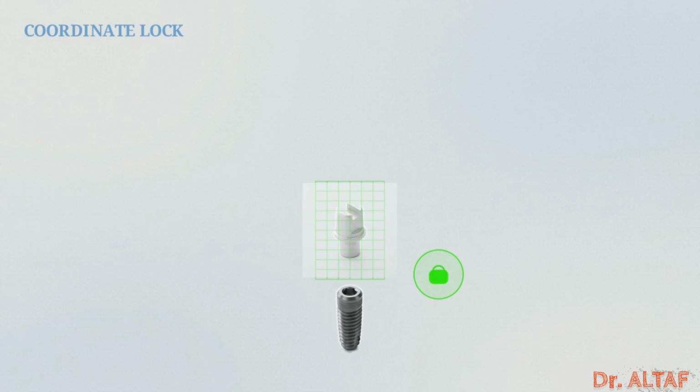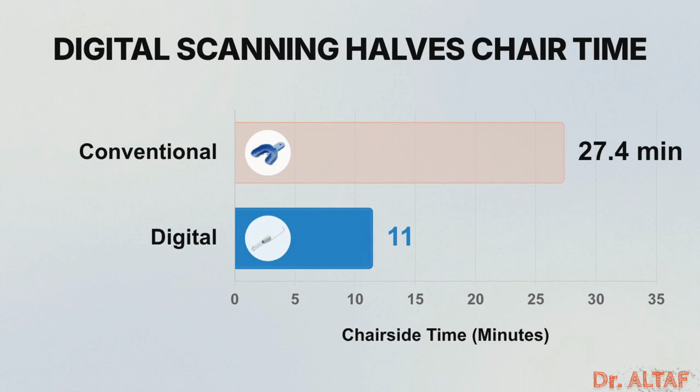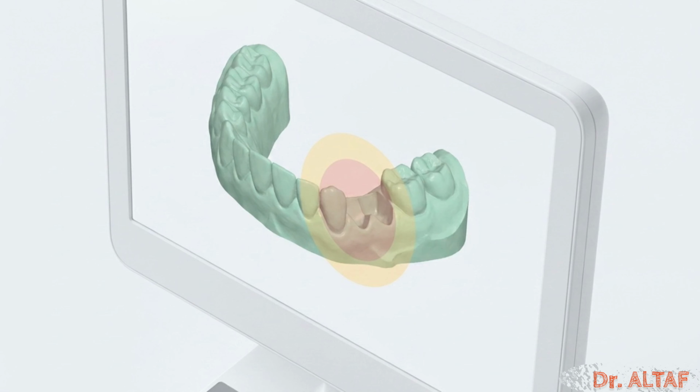This optical method yields massive efficiency gains. As this chart shows, conventional impressions take an average of 27.4 minutes, while digital scanning cuts that down to just 13.2 minutes. Because the STL file renders instantly on a monitor, clinicians can check their work in real time, identifying missing data and correcting the scan before the patient ever leaves the chair.